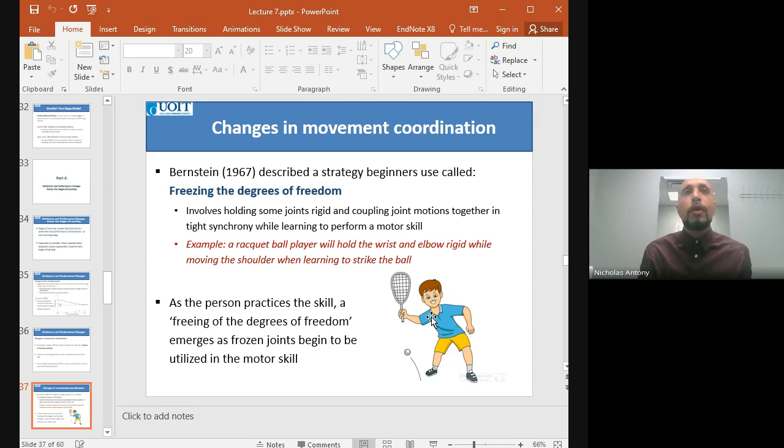So when evaluating the changes in coordination that happen over time while learning, maybe it's because of this strategy that learners use, that they are learning to unfreeze the joints and move them together. That is what happens. Everyone okay?